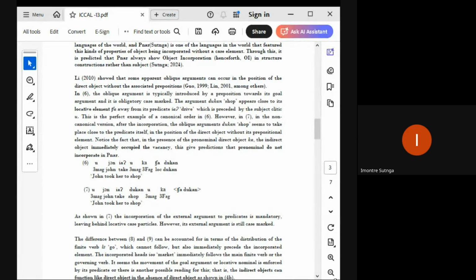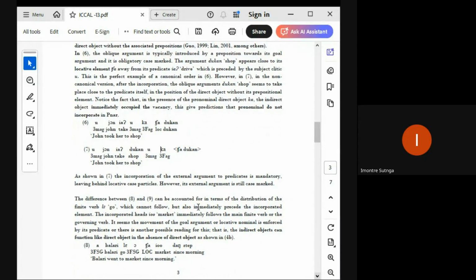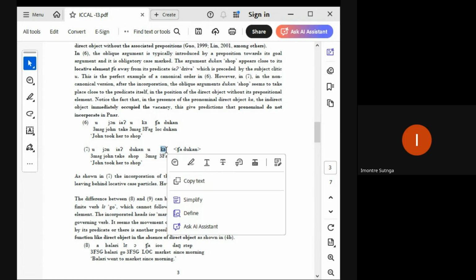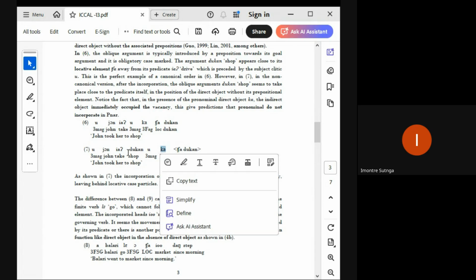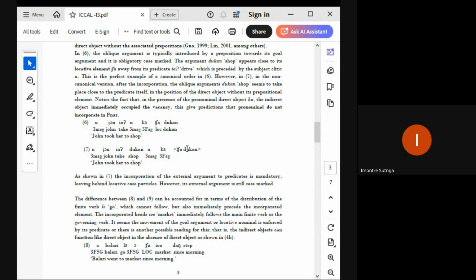So as shown in 7, the incorporation of the external argument to the predicate is mandatory, leaving behind the locative case particle, that is cha here. This is the locative case particle. However, this is possible in Pnar, where even in the presence of the direct argument, which I show is the pronominal form, the oblique argument comes and takes the vacancy of this position.